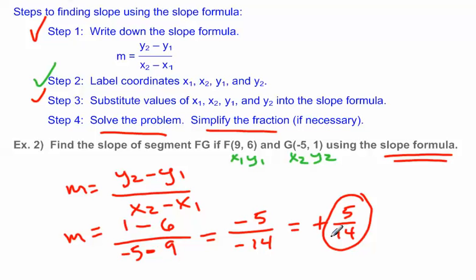So hopefully this helps you understand how to find the slope between 2 points using the slope formula. Again, I have another video that explains how to find slope between 2 points using rise over run. And I would highly recommend going to watch that video right now if you get a chance.